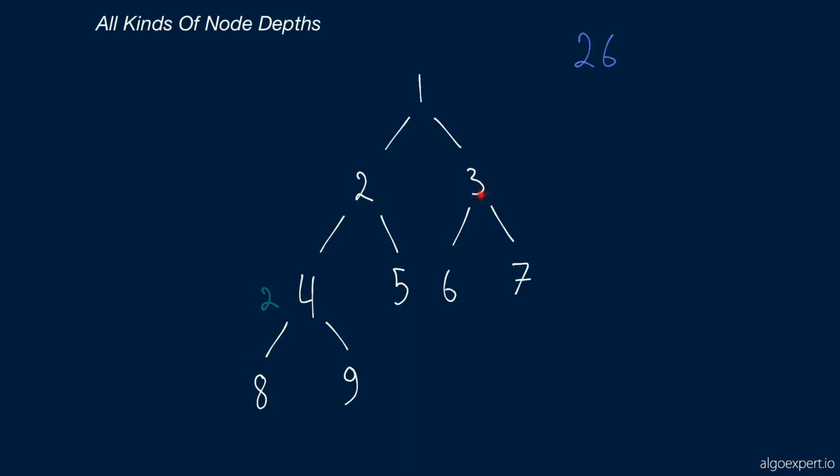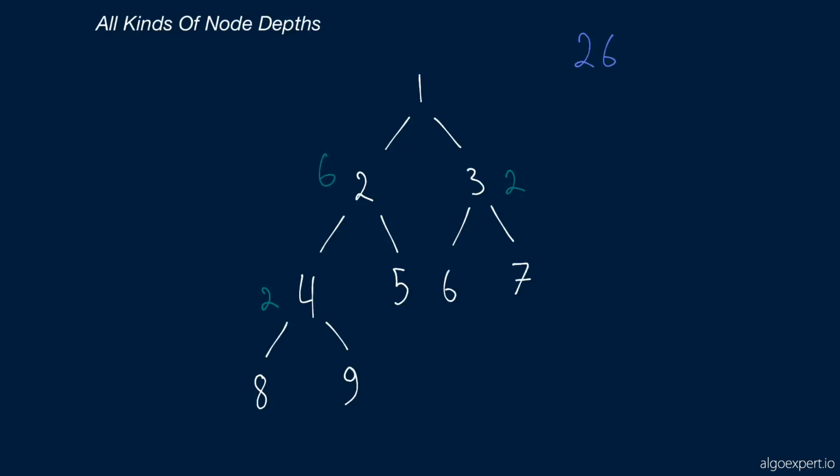Then the tree rooted at 3 here also has a sum of node depths of 2, because 6 and 7 both have a depth of 1 in the tree rooted at 3. Then the tree rooted at 2 here has, let's count them, the node with value 5 that's got a depth of 1. It's got the node with value 4 that also has a depth of 1, so that's 2 if you sum them up. And then it's got the nodes with values 8 and 9 that have depths of 1, 2, 1, 2. So you sum 2 plus 2 plus 1 plus 1, and you get 6 here.